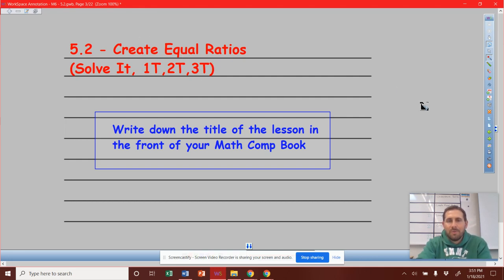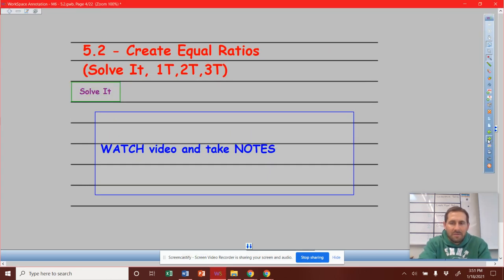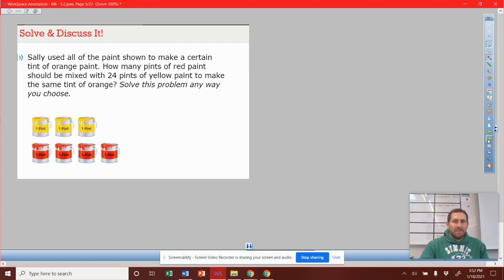So create equal ratios. We kind of did this the other day when we had like 20 over 40. Well, we turned that into 1/2, right? So these are equal ratios. And could you build me another one? 50 over 100. That's equal to 1/2. So you could go on and on and create different ones, right? So let's jump into our solve it as we look at this.